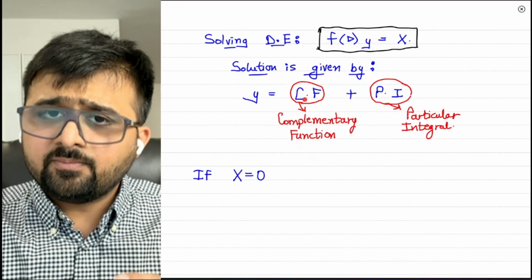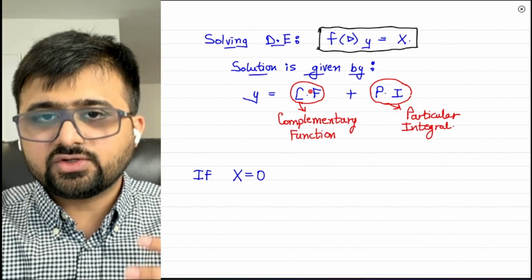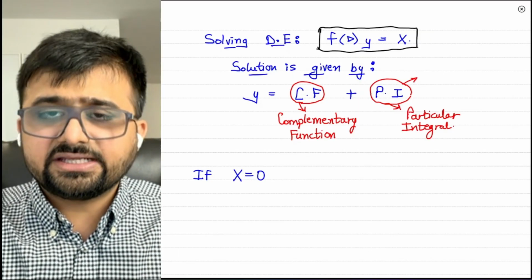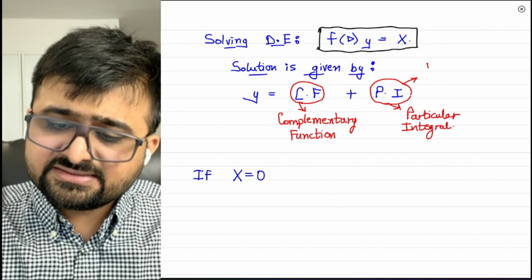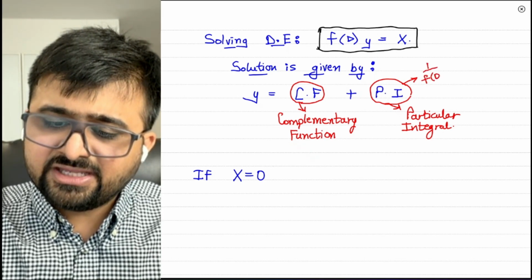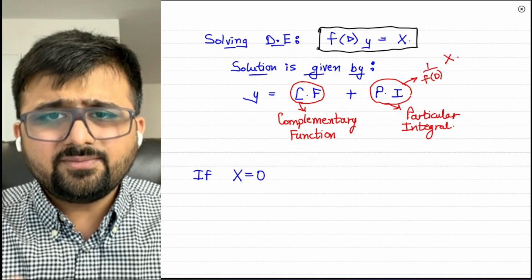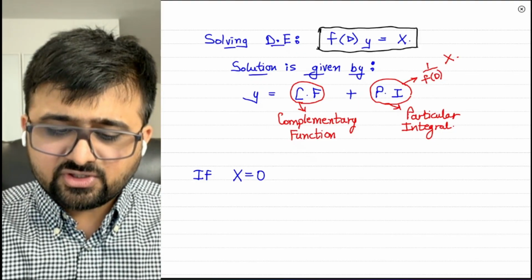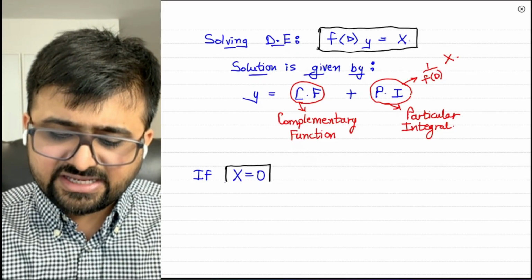Before going into all those cases of calculating the complementary function, let me give you a quick definition of the particular integral. The particular integral is given by 1 upon f(D) times X. Why am I telling you the particular integral before the complementary function? Because I want to discuss the special case when X is 0.